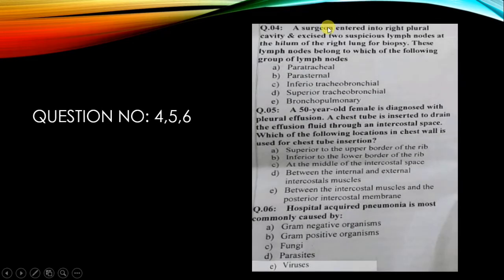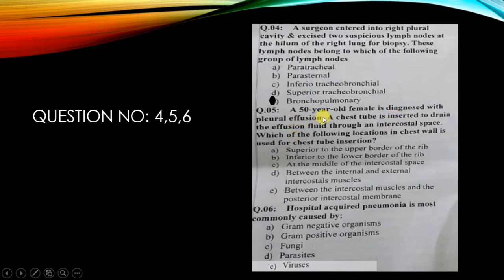Now, question number 4 says a surgeon entered into the right pleural cavity and excised two suspicious lymph nodes in the hilum of the right lung for biopsy. These lymph nodes belong to which of the following groups of lymph nodes? Paratracheal, parasternal, inferior tracheobronchial, superior tracheobronchial, or bronchopulmonary. The whole of the lung along with the visceral pleura is drained by the bronchopulmonary nodes.